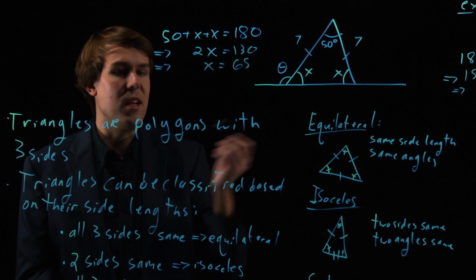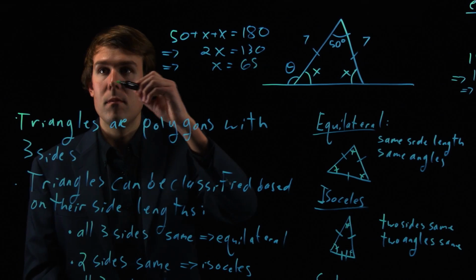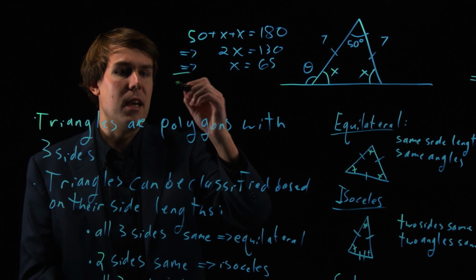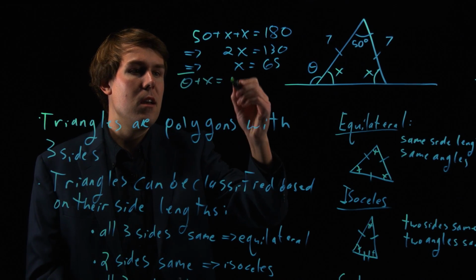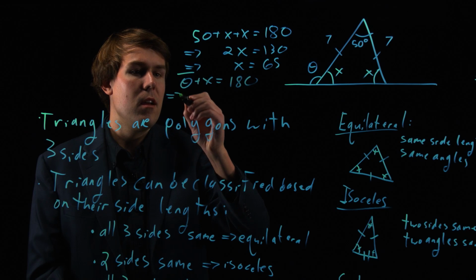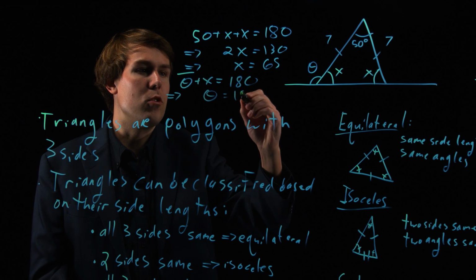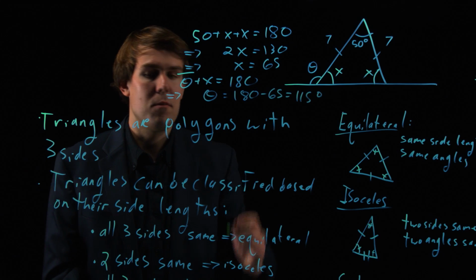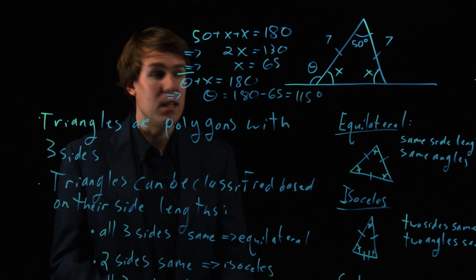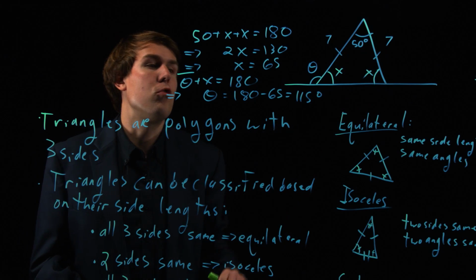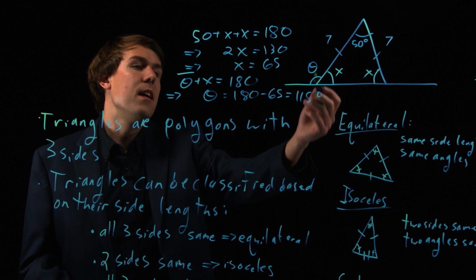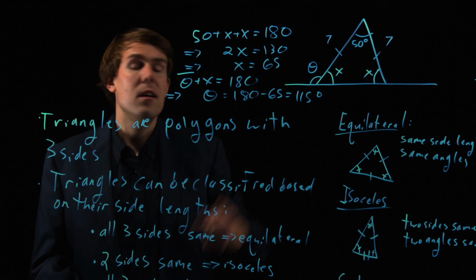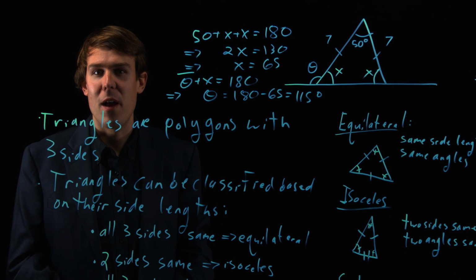And then I know theta plus x is equal to 180. So now I say that theta plus x is equal to 180, which implies that theta is equal to 180 minus 65, so 115 degrees. So this is an exercise here that requires us to understand isosceles triangles and also the fact that theta plus x must be 180 here, since this line splits the line that has angle 180 degrees.